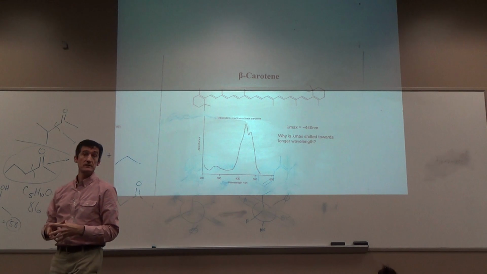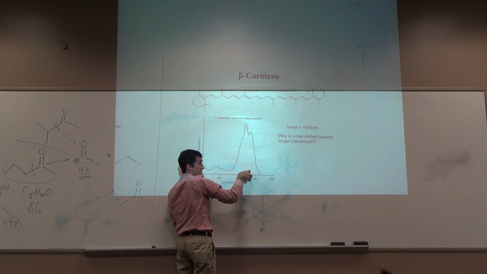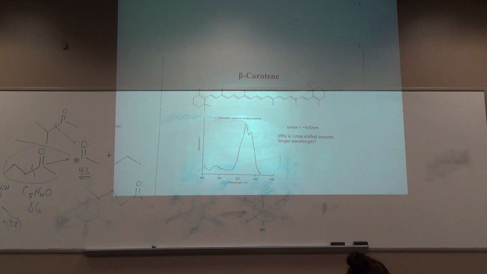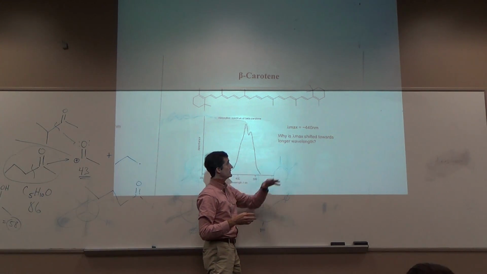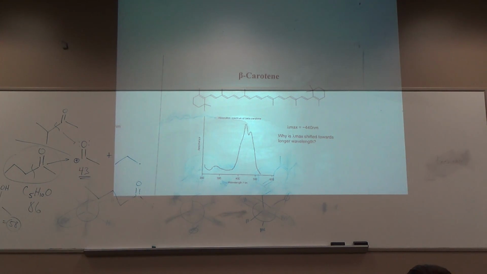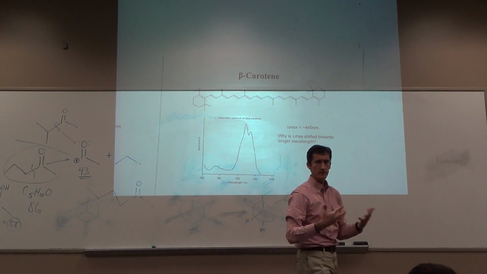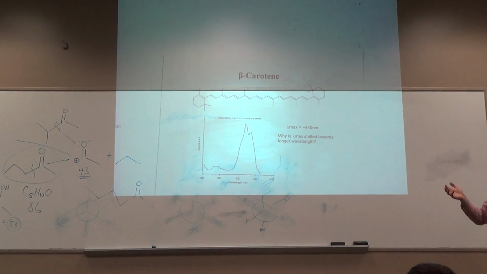440 is actually in what region? Visible. Its main absorbance is in the visible, and if you absorb visible light, you're going to be colored. Question though, why is lambda max shifted towards longer wavelength? Again, this is probably from the pi to pi star transition. What does that tell you about the ease of doing this? Is it easier or more difficult? It's easier, and thus it's taking lower energy light.